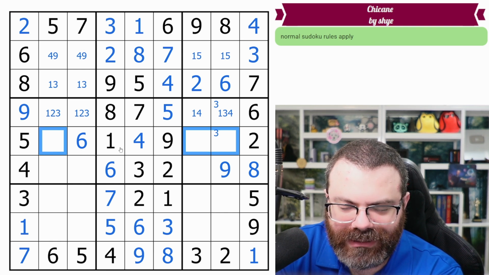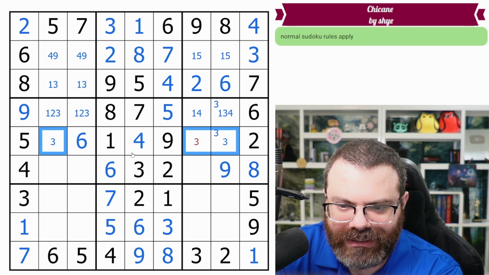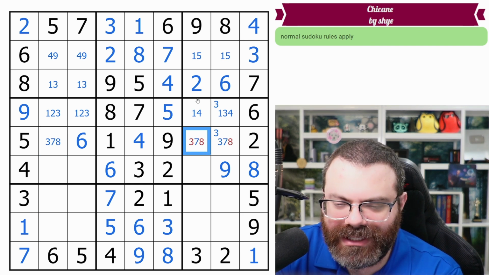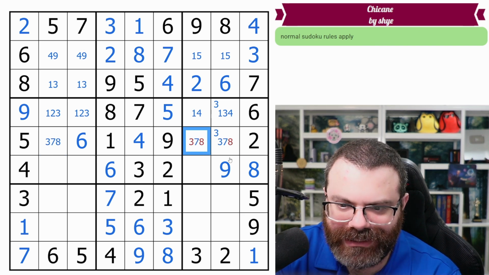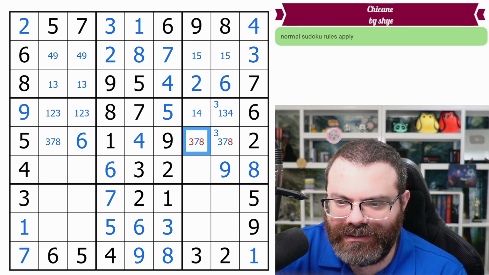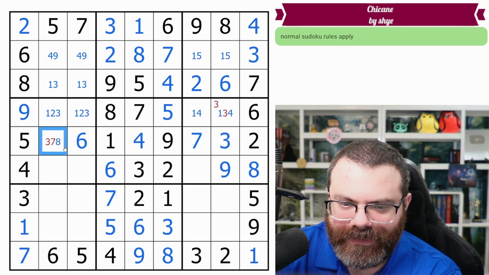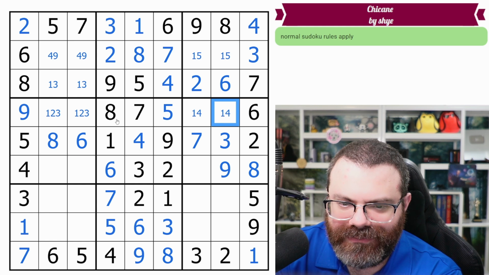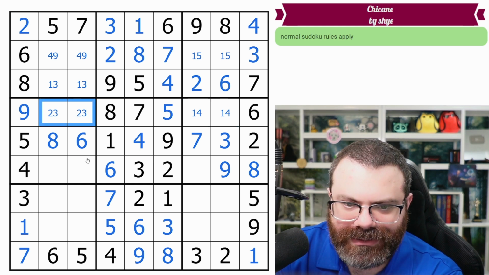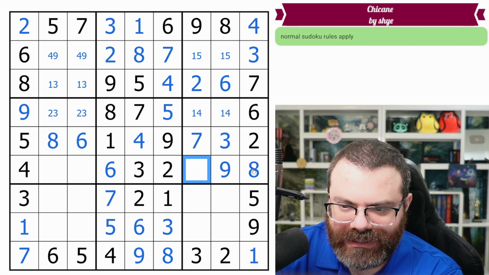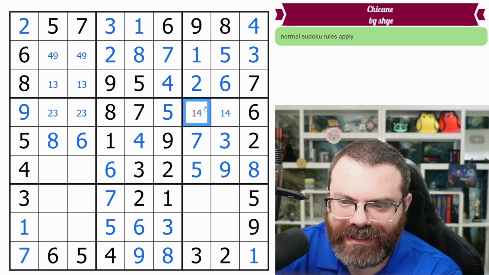3, 4, no, not 4, 3, 7, 8. So finally, this can't be 3 or 8. So use the 3 here and the 8 here. So that's the 7, that's the 3, that's an 8. This is not a 3. A 1, 4 pair means those aren't 1s. This is a pair. Actually, this is a single. It's even better. That's a 5. Gets us the 1 and the 5 and the 4 and the 1.